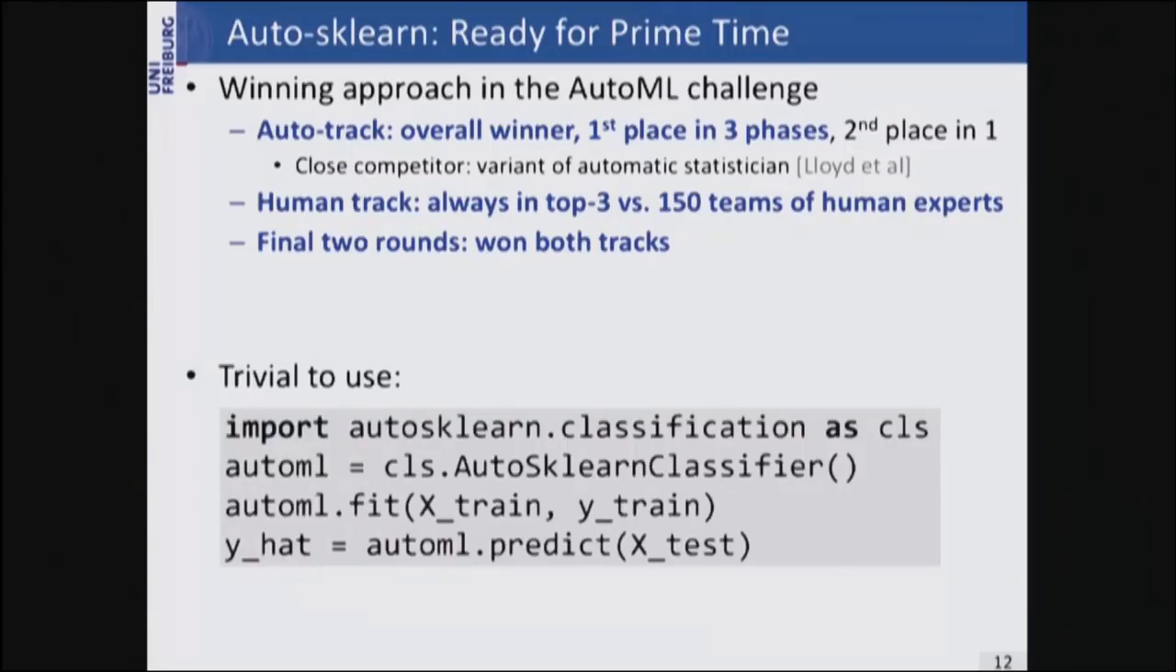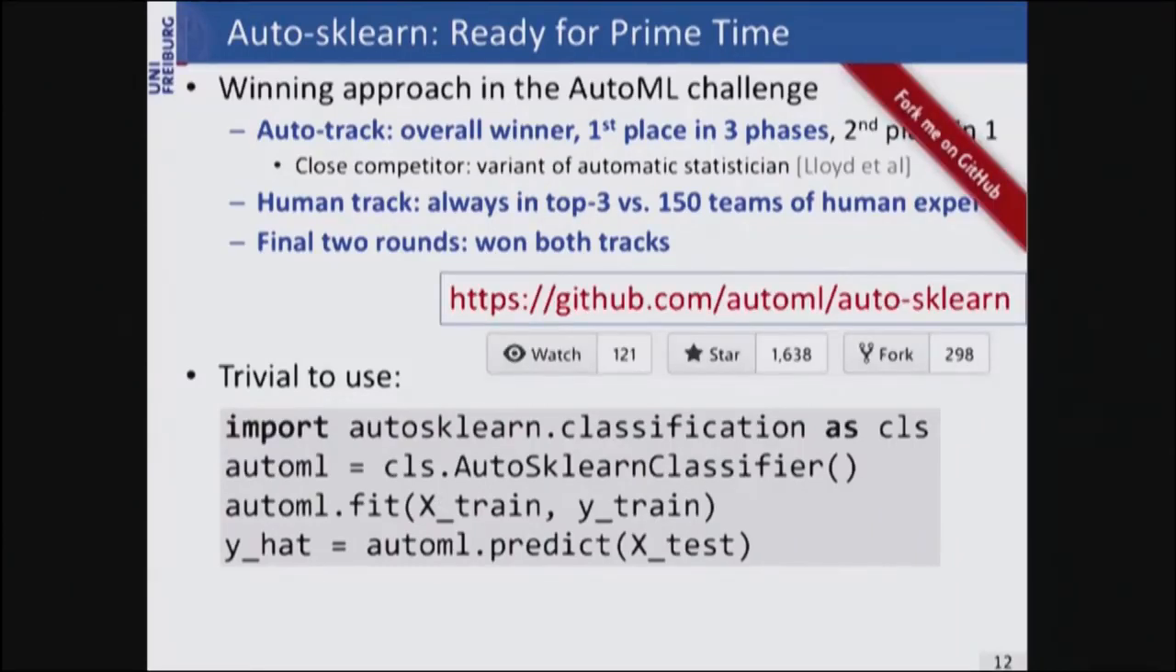Auto-sklearn is a drop-in replacement for scikit-learn estimators, and you can use it in 4 lines of code. Basically here you just put in your X train, Y train. This line here will run as long as you tell it to run, maybe a day, and then you have a predictor. This is an open source project, so if you feel inspired, please contribute. That would be very nice.